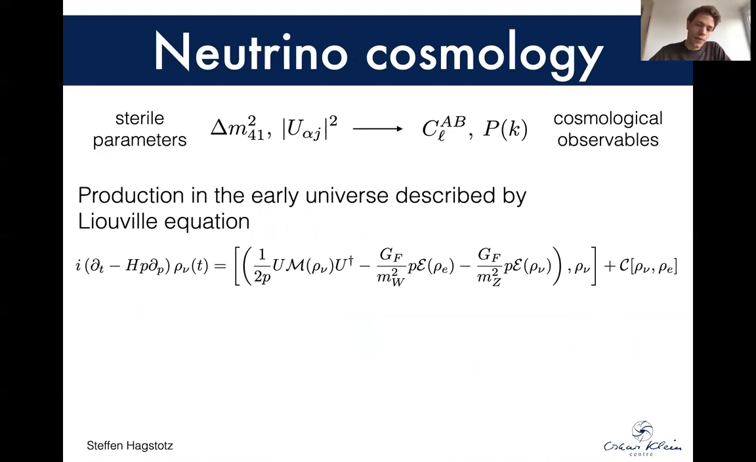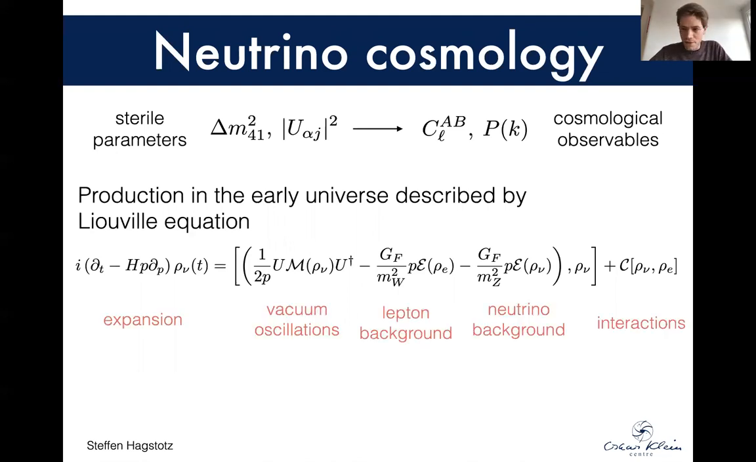The sterile neutrino is produced in the early universe, and its production is governed by a Liouville equation, which gives us the density matrix of all of the neutrino flavors, or all of the states. And this looks very scary because it actually is. So we have the effect of expansion, we have vacuum oscillations, we have interactions with the lepton background, we have interactions with the neutrino background, and we have weak interactions scattering between leptons and neutrinos.